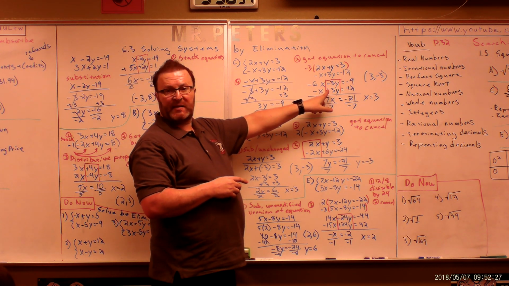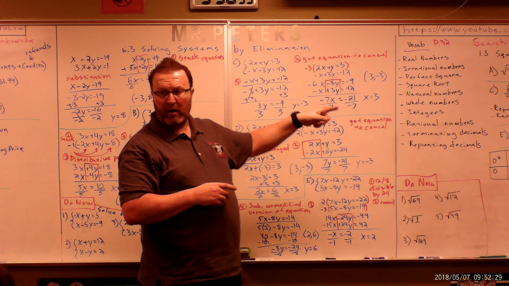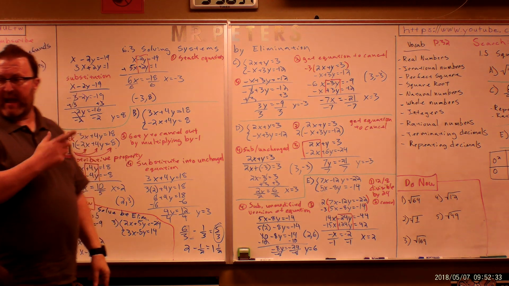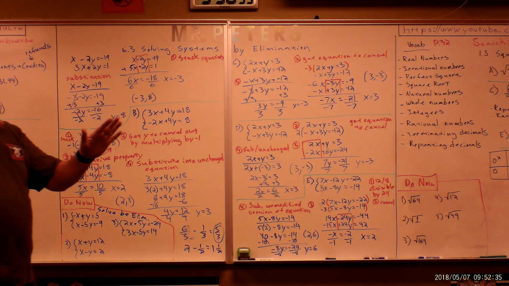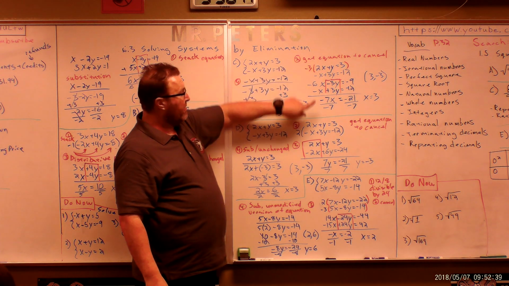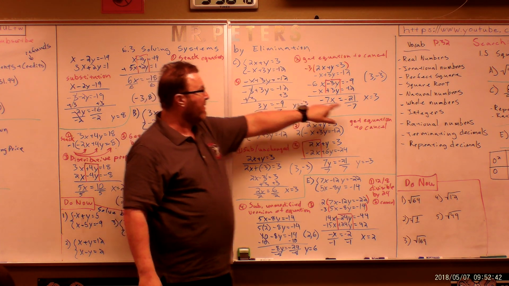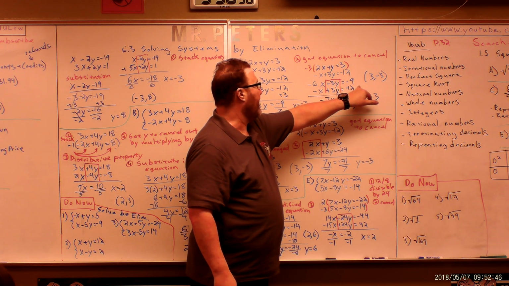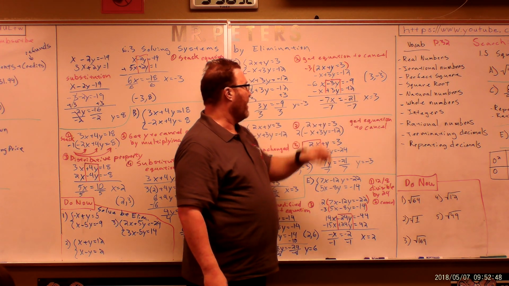Get in the habit of doing these boxes. It's not required, but doesn't it make seeing the problem a whole lot easier? When you see that box, you know, okay, I eliminated the y's, I'm good. Now I can just focus on the x's. Negative 6, negative 1 is negative 7. Negative 9 and negative 12. We add it together, 21.